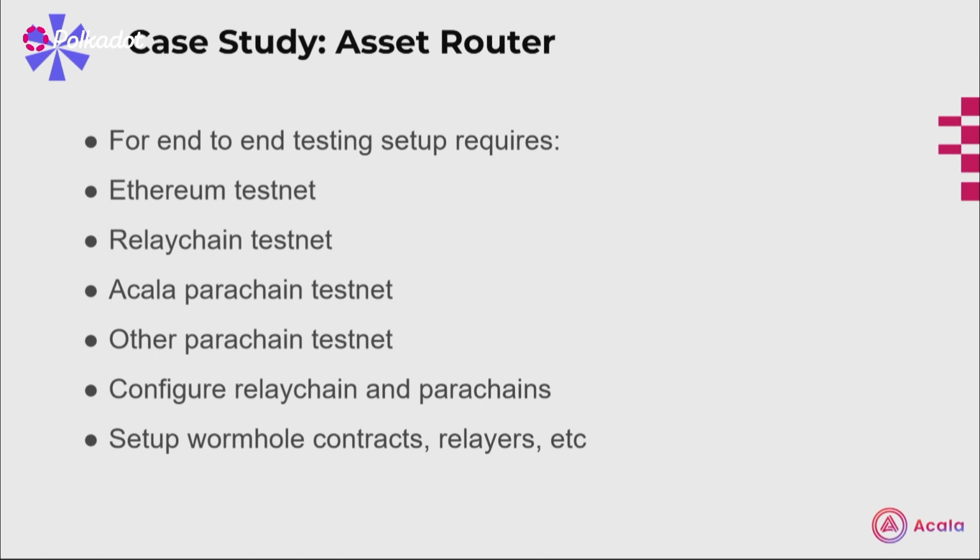So imagine how you're going to test multi-chain protocols involving Ethereum, Acala, and some other bunch of parachains. We need an Ethereum testnet, we need a relay chain testnet so we can run parachains attached to it. And then, of course, the Acala parachain testnet and other destination parachain testnets. And then this configuration, deploying contracts. There's a lot of work.